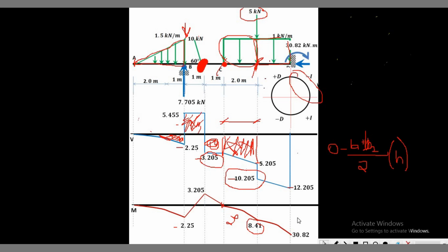Ay, may nag-question dito. Negative decreasing? Sige, ulitin na lang ulit. Okay. Sige.